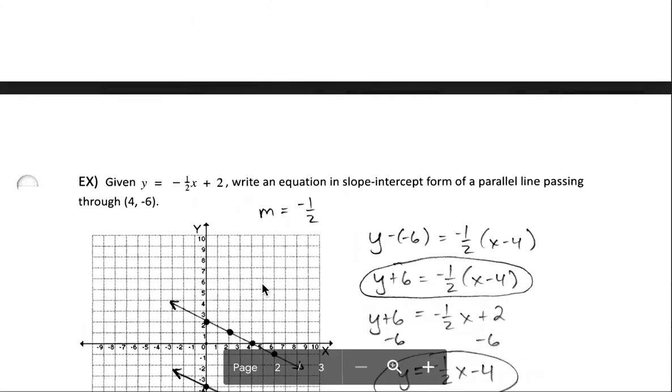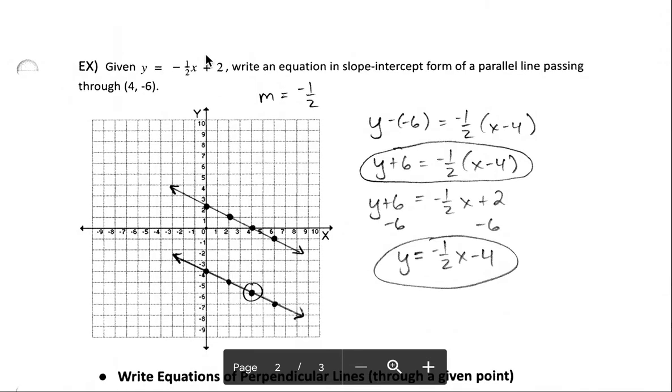All right, let's do another one. Exact same steps, different starting equation. Still going to write an equation of a line that's parallel to this one given. And this time we want that other line, that second line, to go through the point 4, negative 6. So looking at our first equation, knowing that we need to write an equation of a parallel line, we want to use the exact same slope. So we identify the slope in our first equation to be negative 1/2.